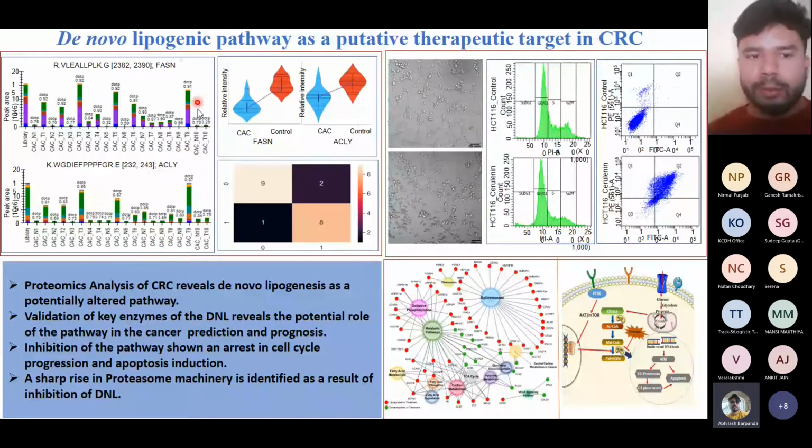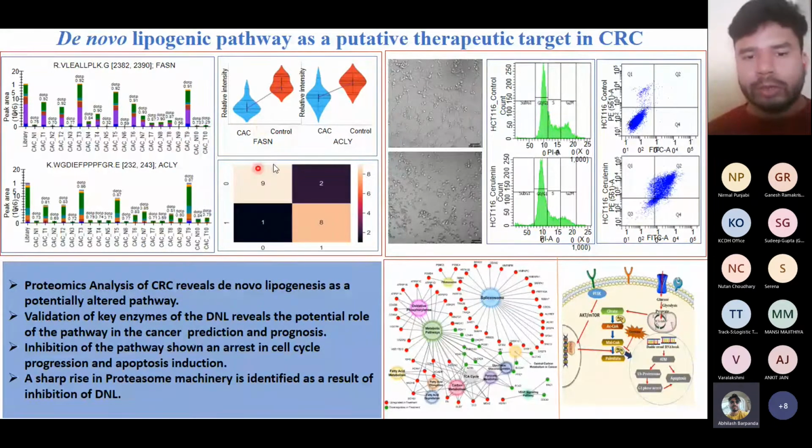So by taking the peak area intensity, we did a basic machine learning approach to check whether the expression levels of these proteins or enzymes are able to differentiate the controls from the tumor group. If they are able to segregate by just checking the expression of this protein, can we say whether the tissue is cancerous or normal?